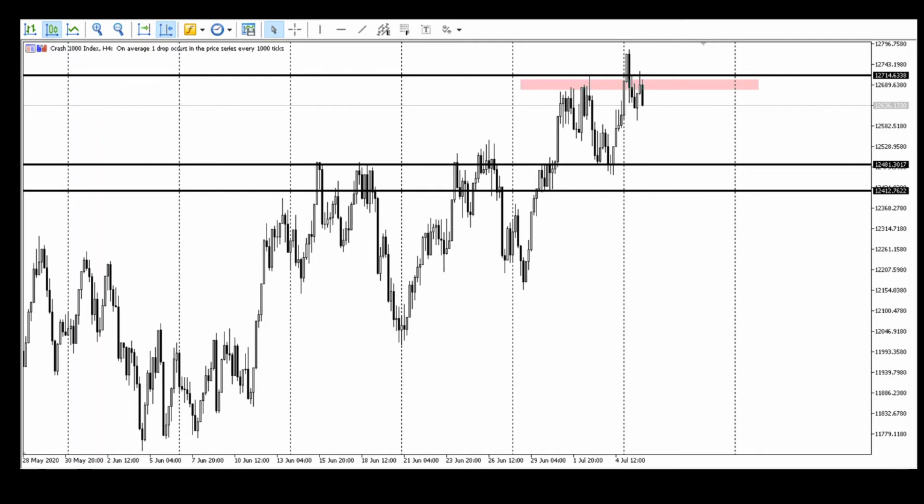So this is the setup for Crash 1000 Index, which I sent to the group, the setups.